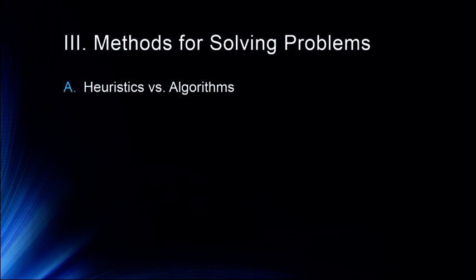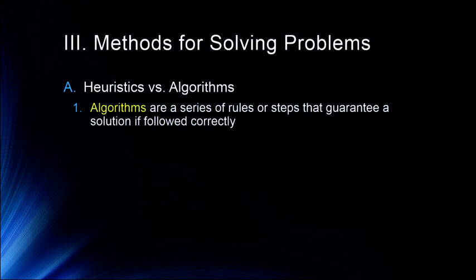So that gets us into different methods for solving problems. The first of these is comparing heuristics to algorithms. Algorithms are a series of rules or steps that guarantee a solution if followed correctly. Heuristics are shortcuts or rules of thumb. And in fact, a lot of problems are solved very easily through these kinds of shortcuts or rules of thumb. One of the problems with a complex game like chess is that algorithms are too slow and clunky for competing in a chess competition.